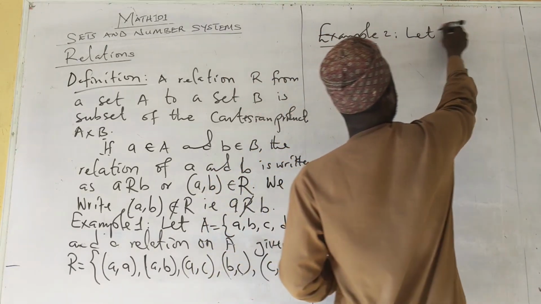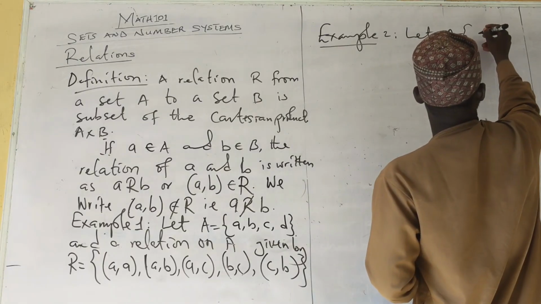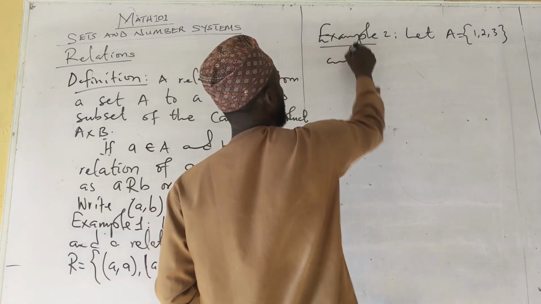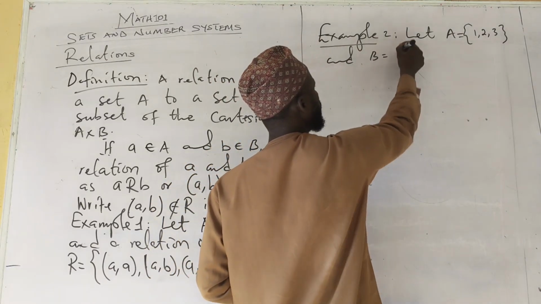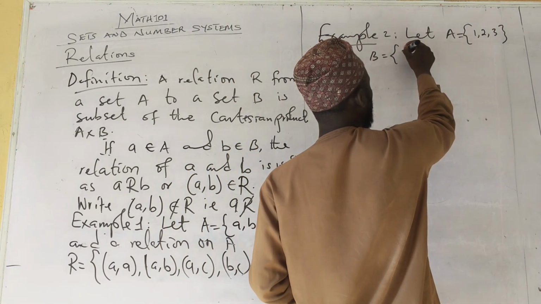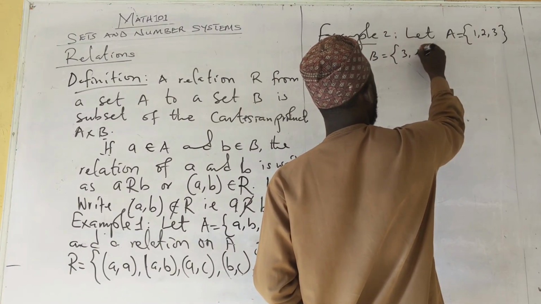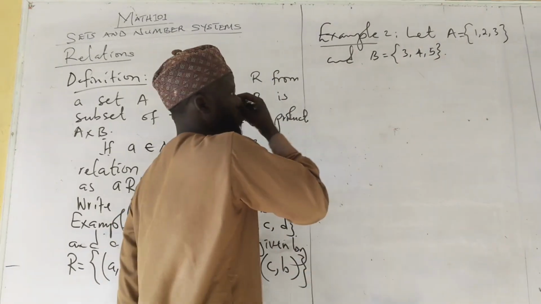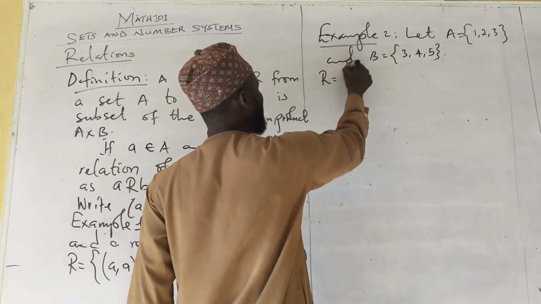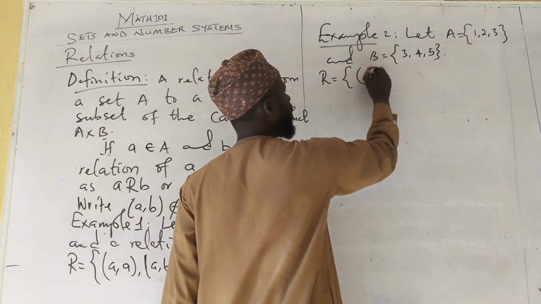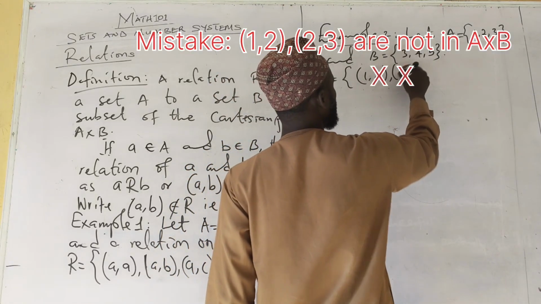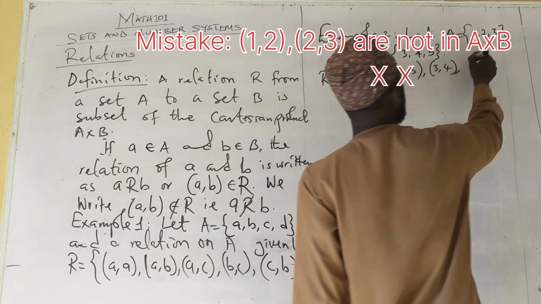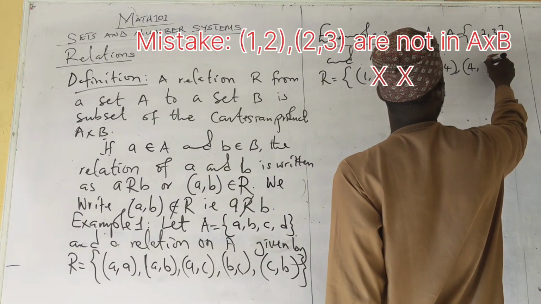Example 2. Let A be equal to the set containing 1, 2, and 3. Let B be equal to a set containing 3, 4, and 5. And let this R be defined as, say, (1, 2), (2, 3), and then (3, 4), (4, 1).